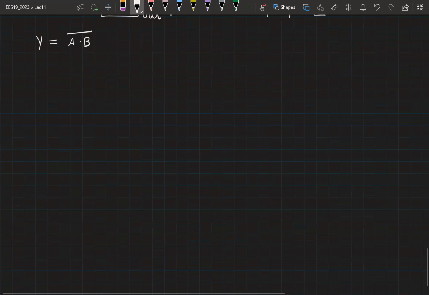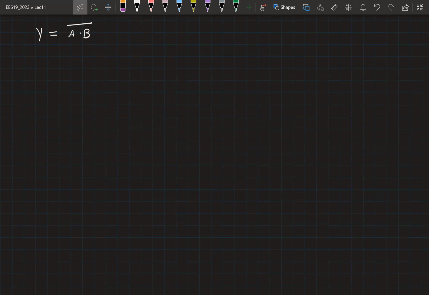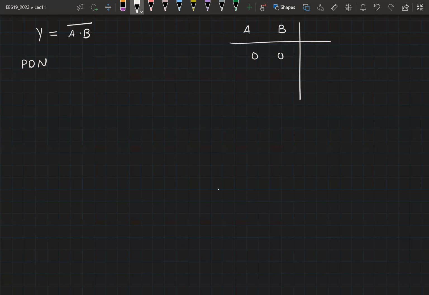Okay, so now we are going to implement Y is equal to A dot B the whole bar. So based on the common PDNs and common PUNs that we have derived so far, you'll be able to implement it directly, I'm sure. Right? You just have to make sure that both the networks are not on at the same time. When one network is driving the output, the other has to be at high impedance state. So let me show you an easier way to do this. Let us start with the PDN. So let's write the truth table. Truth table is fine.